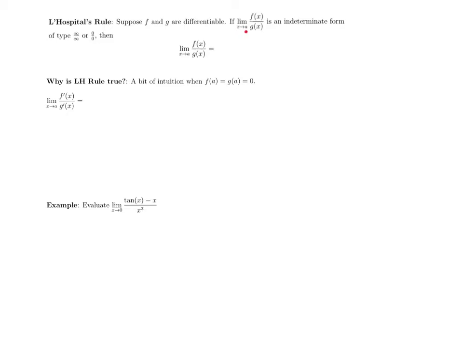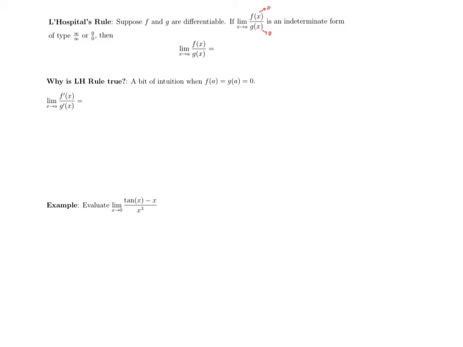If we're evaluating a limit as x approaches a of f of x over g of x, and if this limit is one of our so-called indeterminate forms of type infinity over infinity or 0 over 0, that's simply saying when you break this function down into the top and the bottom individually, if the top is going to 0 and the bottom is going to 0, you would have an indeterminate form of type 0 over 0.